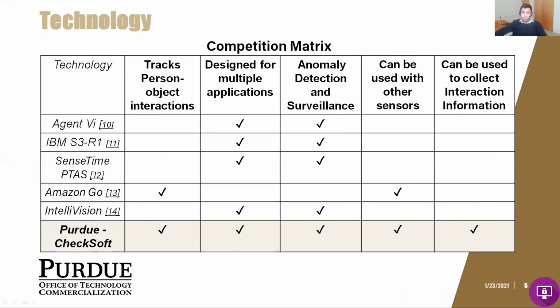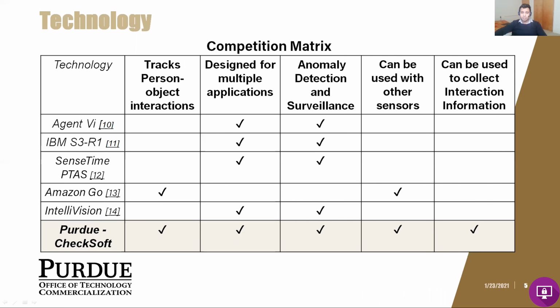In this comparison, we briefly compare CheckSoft with other video analytics companies and products. As can be seen in the first column, only Amazon Go and Purdue CheckSoft are designed to track person-object interactions. However, the Amazon Go system is only designed for retail automation, whereas our system can automate many different applications as shown in the second column.